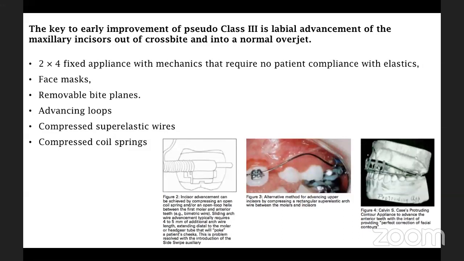You can also use compressed superelastic wires, as you can see in this picture over here. That's an eye tie, and there is a stop created over here, and you can see the bend. The bend is going to push these teeth forward. You might also see some amount of distalization, but in a growing patient, it's hardly ever distalization. It's more of the proclination that takes place. Compressed coil springs, like in this case, can also be used. It's starting using an open coil spring over there in order to push your upper teeth forward.